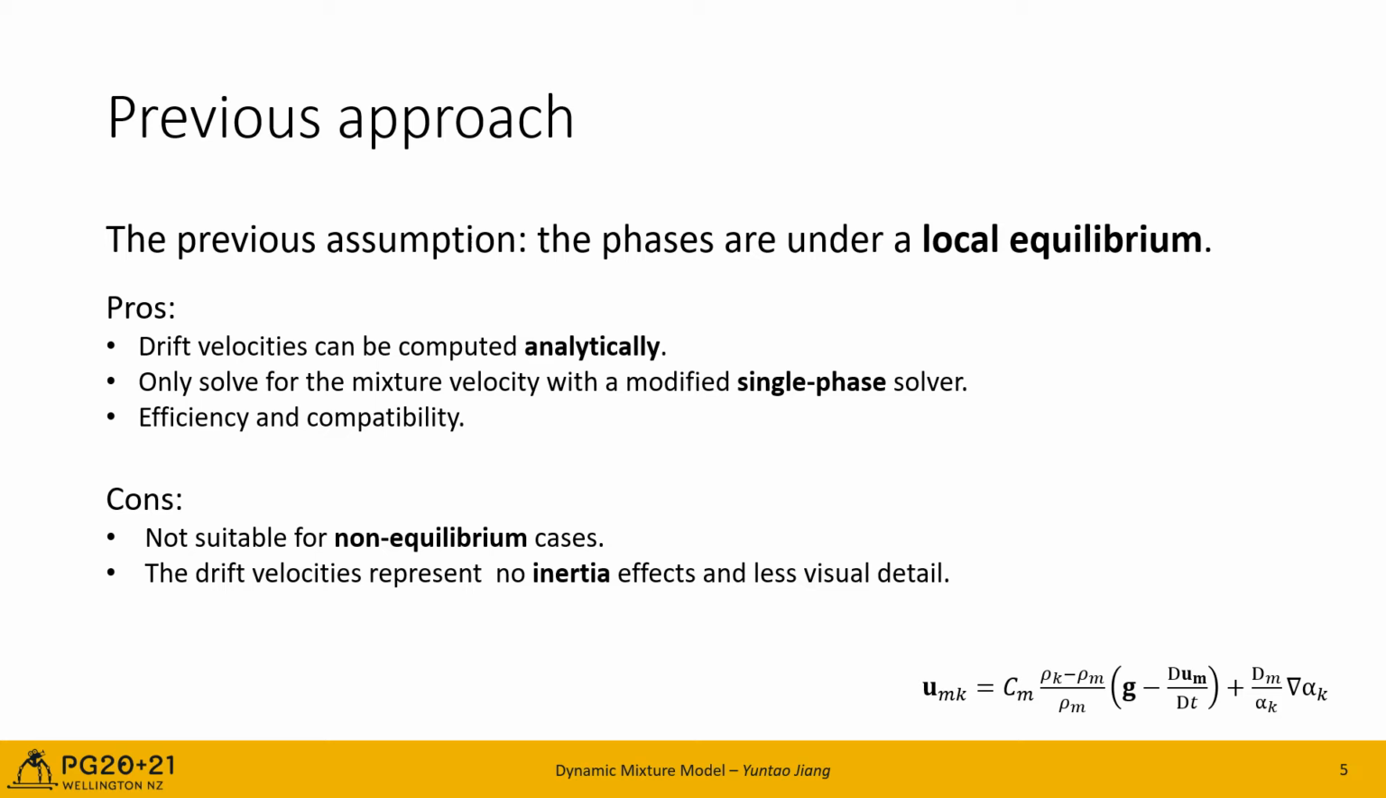Then we only need to solve for the mixture velocity, just like in a single-phase fluid solver, where there is only one velocity field to be solved. This makes the method both efficient and compatible with any single-phase approach. For example, we can use IISPH or DFSPH or other methods.